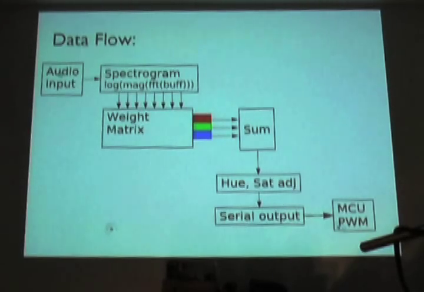All right, you get some audio input. It goes into a spectrogram. This is your standard bar graph kind of thing. Each one of these is kind of the energy in a particular spectral band, low frequency, high frequency. This goes into a weight matrix. You can assign basically any of these frequency bands to a particular color. You sum all the colors up. You can change the hue, saturation. This goes in a little serial thing, and then it goes right over here.